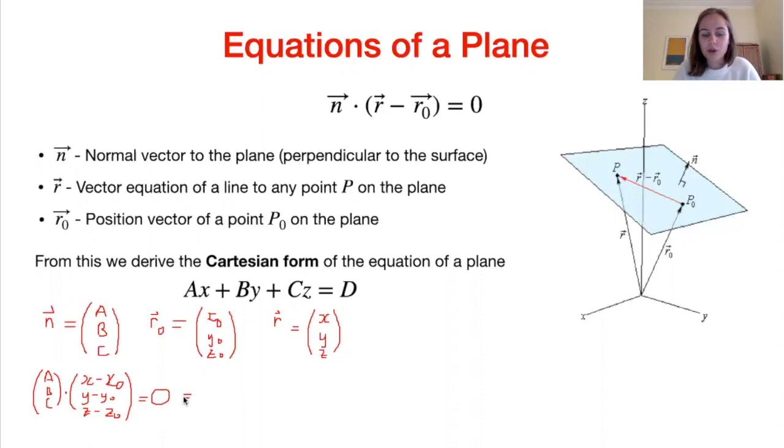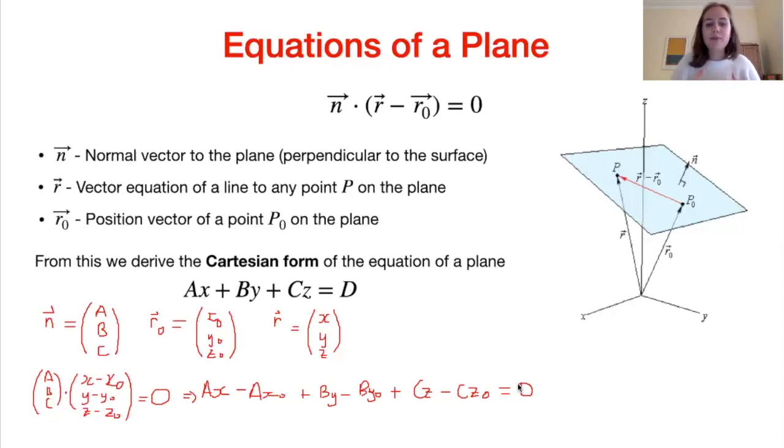Now, if we compute the dot product, we'll get something that looks like this. We'll get ax minus ax0, so I've already just expanded that x minus x0 bracket, plus by minus by0, plus cz minus cz0 is equal to 0. So that is the next stage of our conversion from our vector form to our Cartesian form.